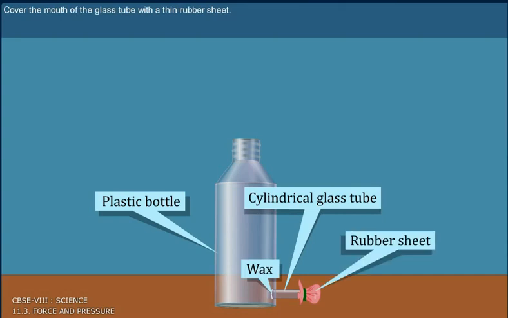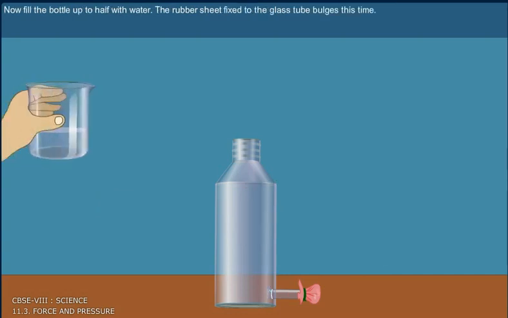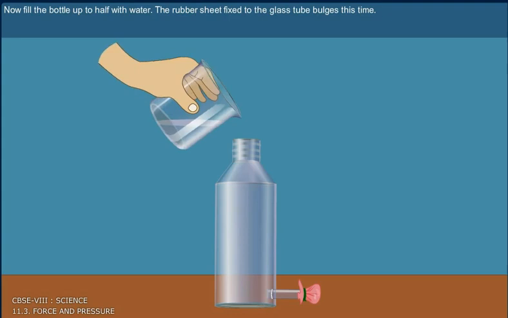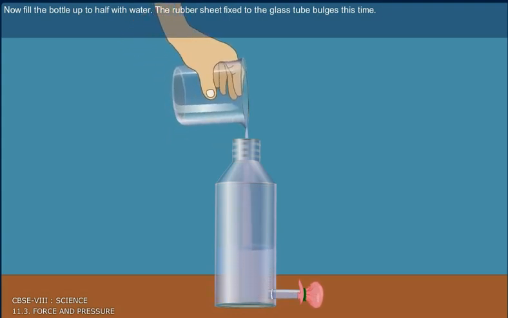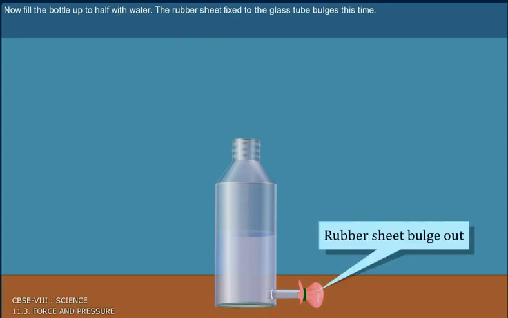Cover the mouth of the glass tube with a thin rubber sheet. Now, fill the bottle up to half with water. The rubber sheet fixed to the glass tube bulged this time.